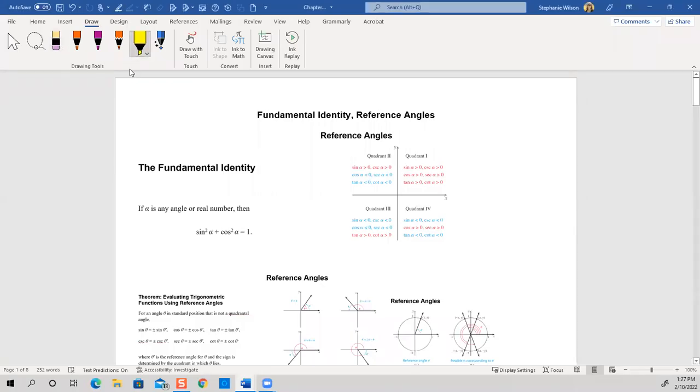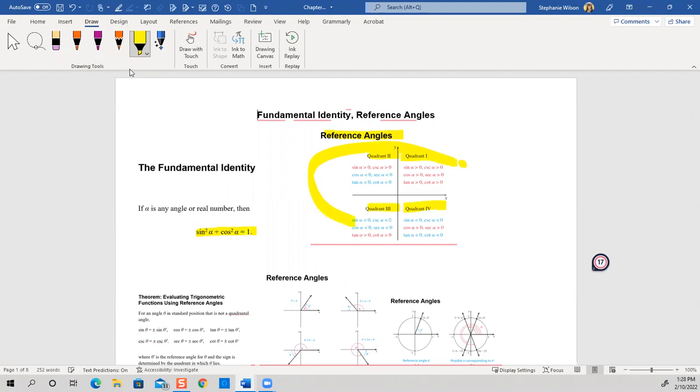The fundamental identity states that sine squared of alpha plus cosine squared of alpha is equal to 1. Then we have reference angles. These reference angles fall on the Cartesian coordinate plane, which is also part of the unit circle. These are quadrants 1, 2, 3, 4.